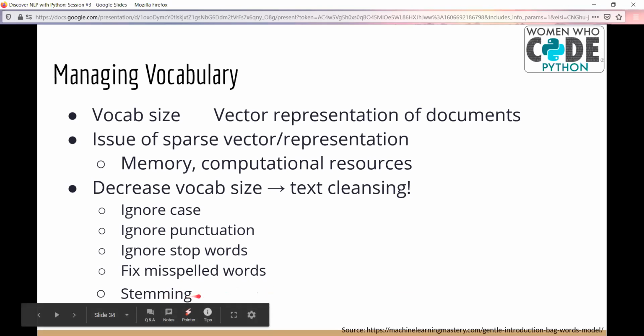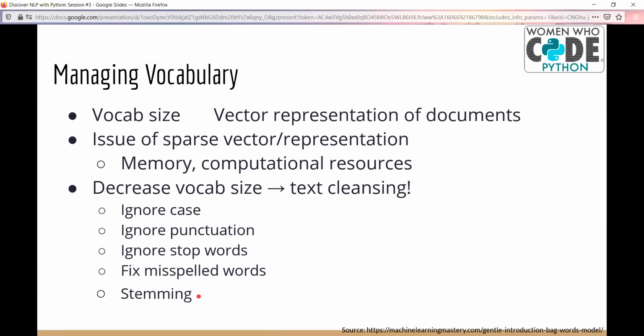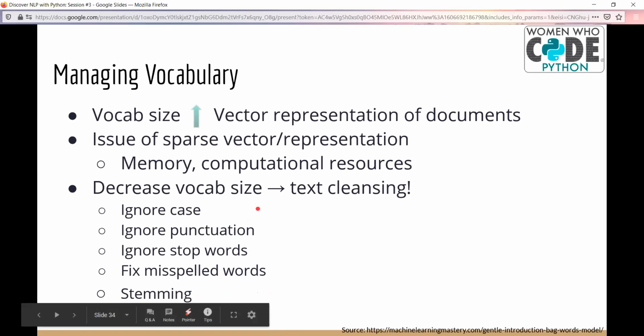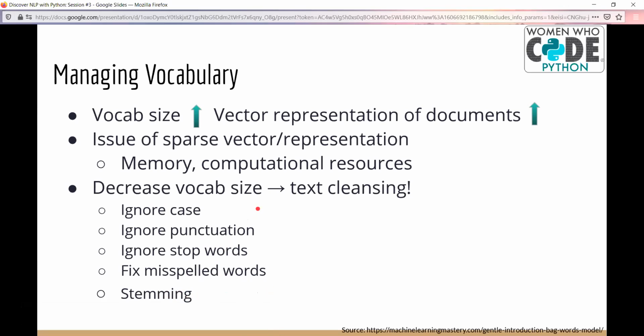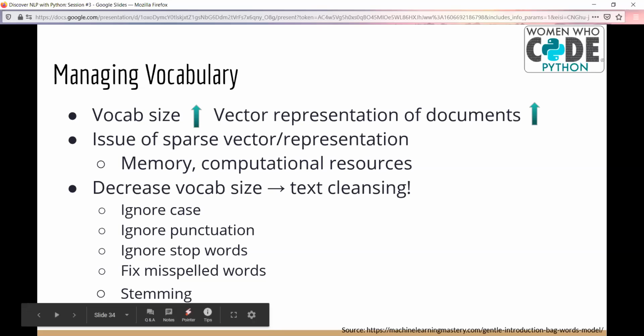Stemming is bringing the word back to the root form. So eating and other such words would come back to the base form, which is eat. This is how we would prepare the vocabulary, because now we are talking about each word separately, and that is how we are forming the vectors. So it's important that we only consider the important words that we actually want to see in our vocabulary.